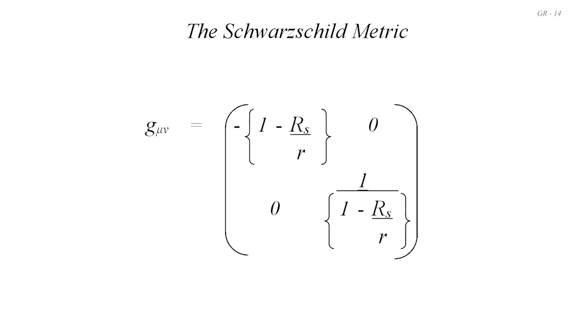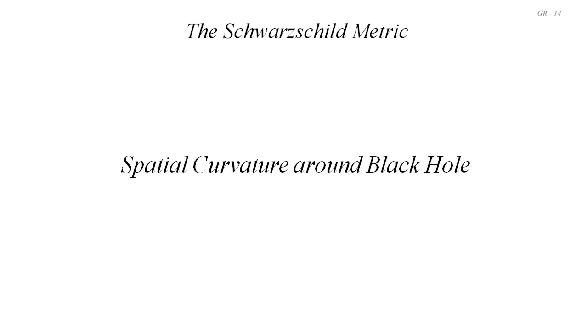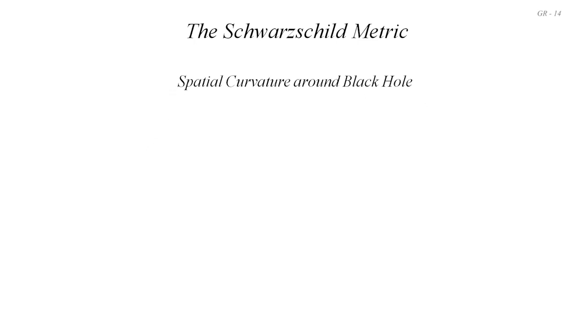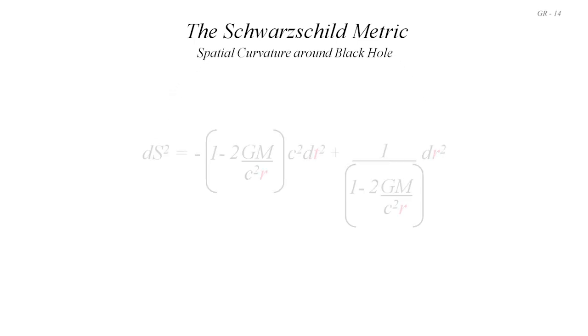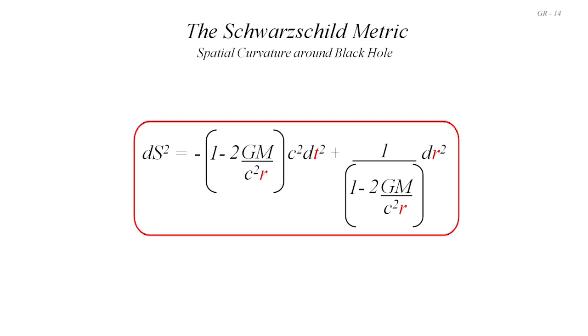Let's now use this two-dimensional space-time metric to consider some more basic ideas around black holes, and we'll first look a little more closely at the spatial curvature around a black hole. This Schwarzschild metric for the two dimensions r and t means that the square of the space-time interval between two events can be written as this.